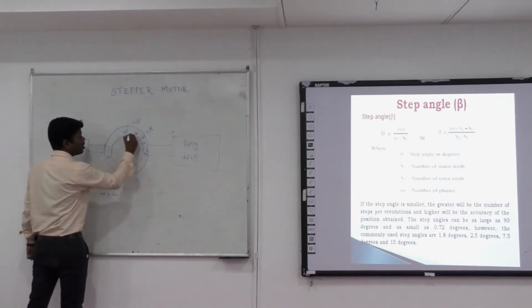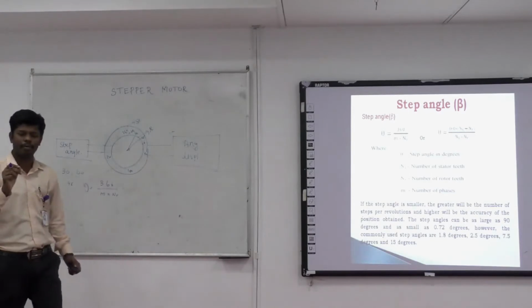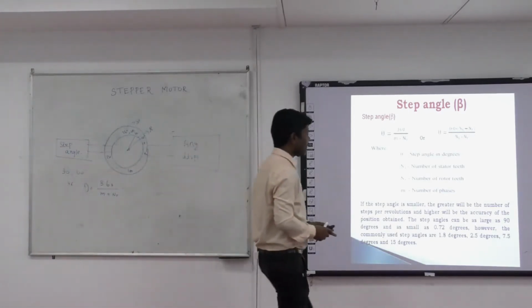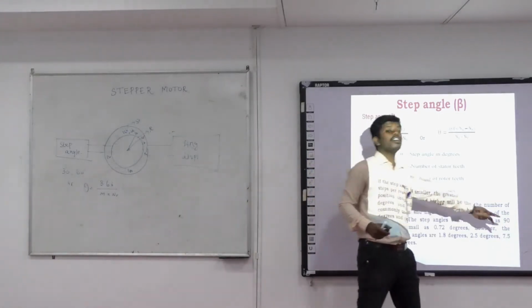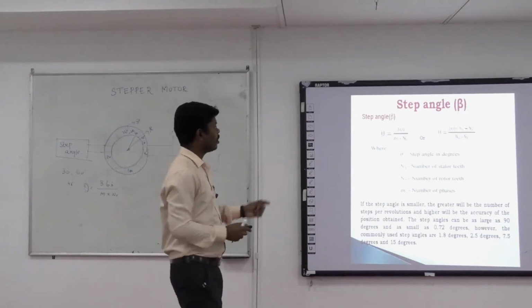So less than 1 we control for our stepper motor. This is the main advantage of stepper motor. So a minimum angle of 0.72 degree to a maximum angle of 90 degree can properly control our stepper motor. This is the main advantage of stepper motor.